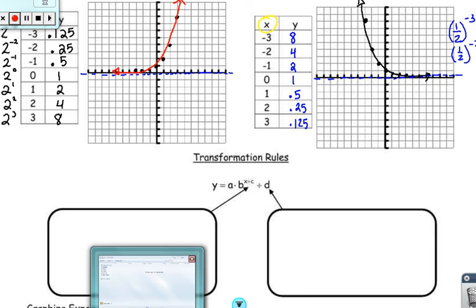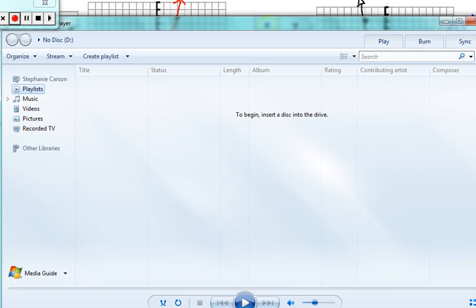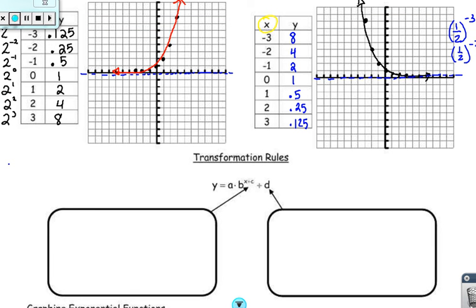We talked about these shifts. Hang on just a second. We talked about shifting graphs when we did quadratics. Where was the vertex? Did we move left, right, up, or down? So anytime I do something with an x, that shifts your graph horizontally. And remember, anytime you're doing something with the x value, you have to take the opposite.